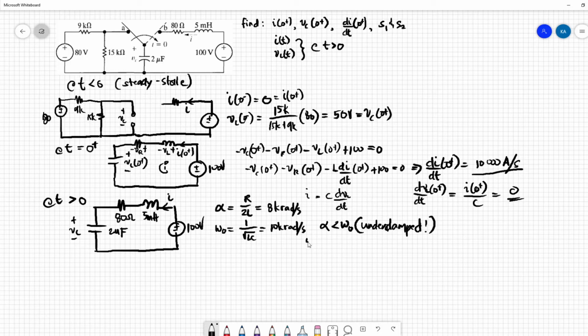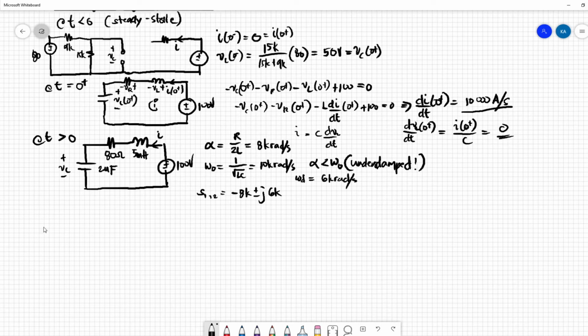Solving for omega d, it is equivalent to 6 kilorad per second. We have our s1 and s2 equal to negative 8k plus or minus j6k. Now solving for the complete response, we have i of t equal to i_F plus i_N, the forced response plus the natural response.